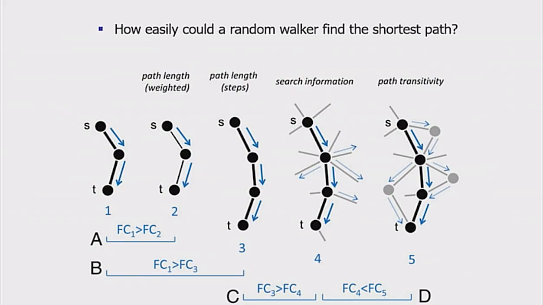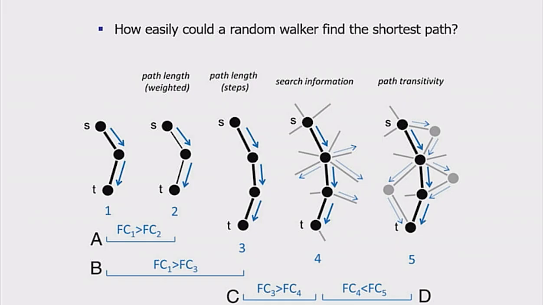Now, I've created this distinction between shortest path routing and diffusion, but it's important to keep in mind that there's a difference between shortest path routing and shortest paths themselves as an actual feature of the network. The network, even if there is no shortest path routing, still has short paths. So you might ask, how easy would it be for a random walker or for a diffusion-like process to find shortest paths just by chance? And that's where statistics like search information and path transitivity come in.